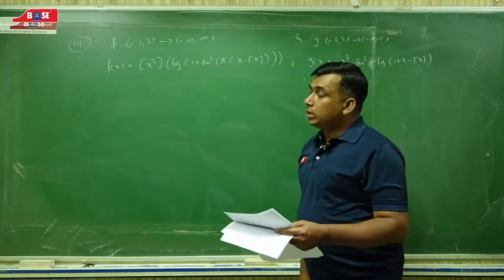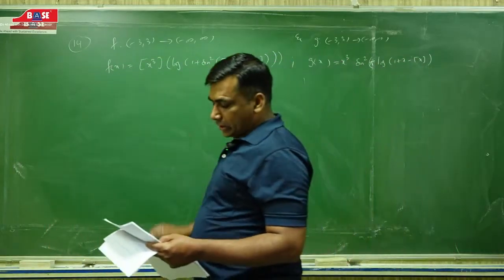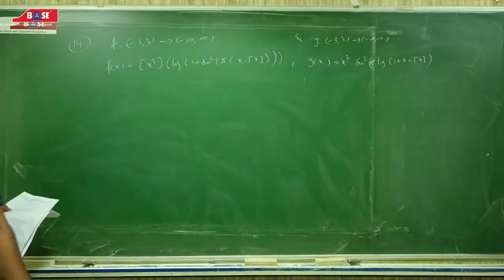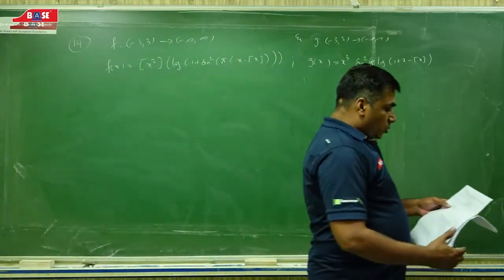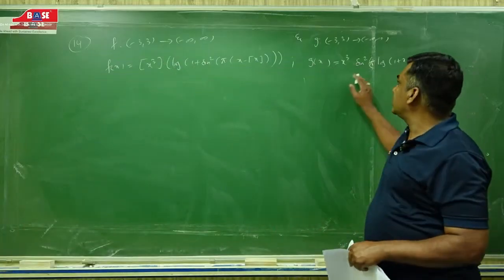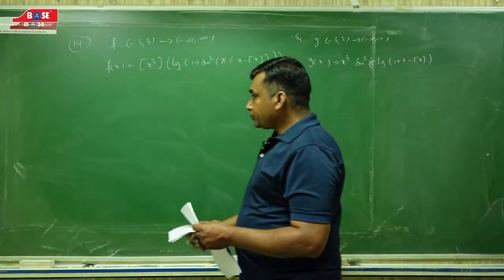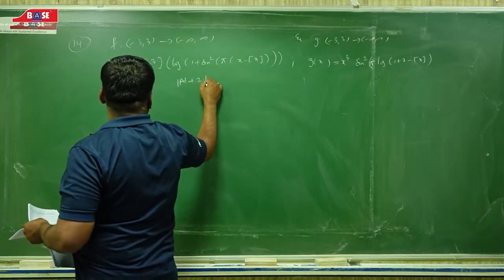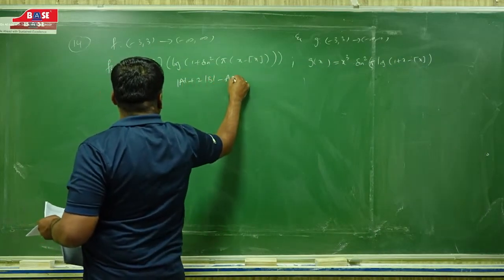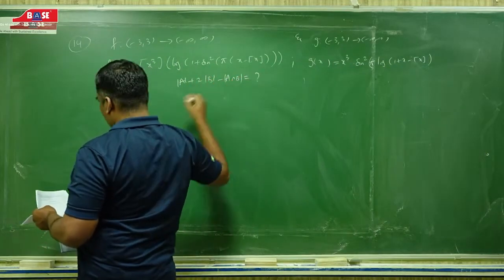we have a as the number of points in the interval (-3, 3) where the function f is discontinuous, and b is the number of points where x belongs to (-3, 3) and g is discontinuous at x. We need to find mod of a plus 2 times mod of b minus mod of a intersection b value.